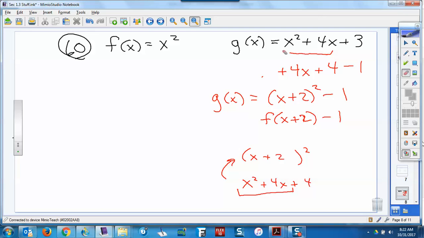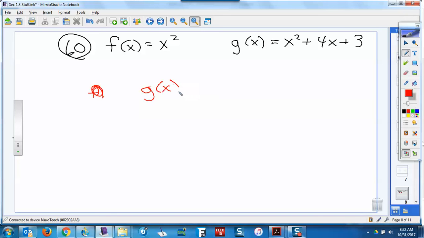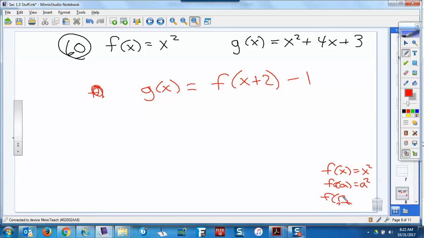I would probably, if I was working that problem, and I didn't want to complete the square, I wasn't sure how to do that, here's what I would do. If they're saying, okay, show that g of x is equal to f of x plus 2 minus 1, I would use what I call my German shorthand method. Remember that yesterday? If f of x is x squared, what's f of a? A squared. What's f of German short hair? German short hair squared, right?